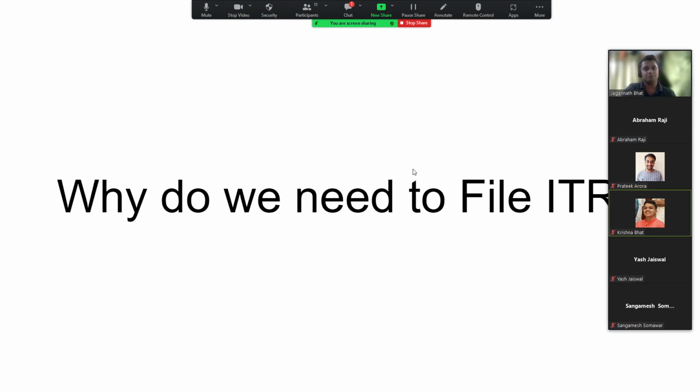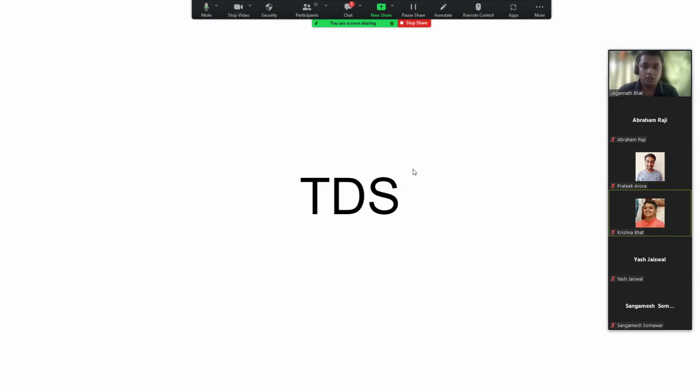So I've told you about what ITRs are. Now, why do we need to file our ITR? For that, we need to go back to the concept that I mentioned in the beginning, TDS.